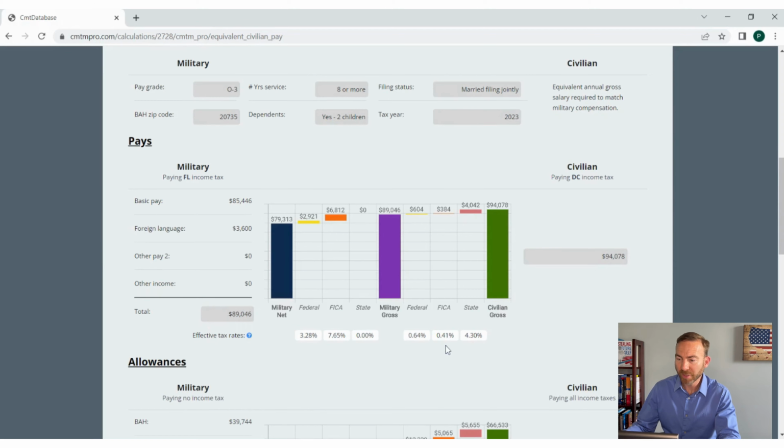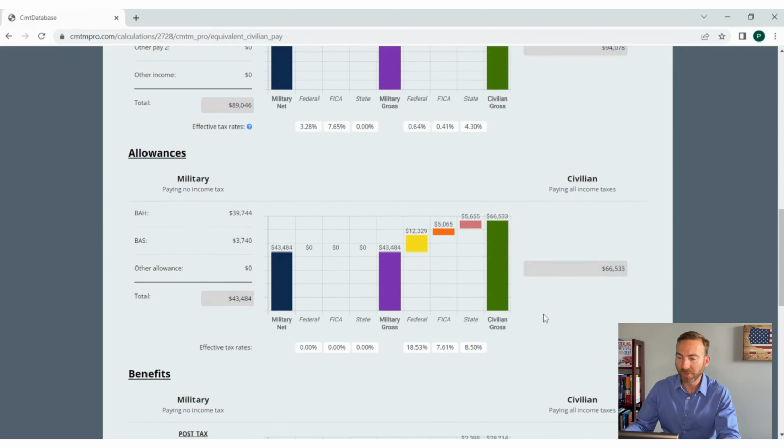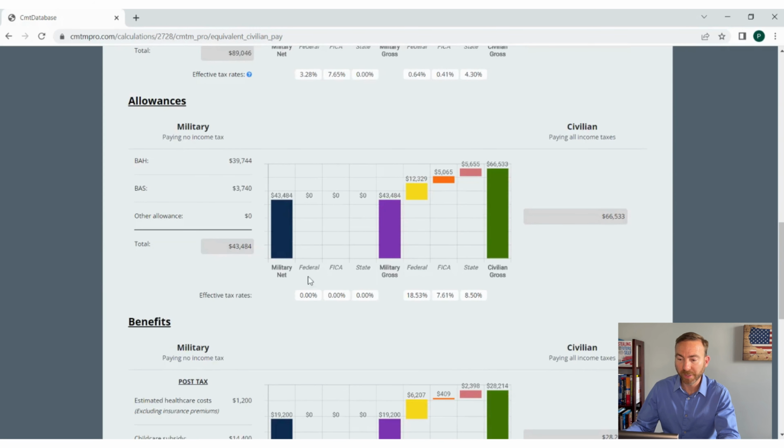Next is the allowances section. Again, it's the same thing with the simple tab. So the right half of the screen is the same as simple, but you'll notice on the left half, this drives home the point that there are no income taxes paid on allowances. So no federal, no FICA, no state. So the military gross allowances number of $43,484 is the same thing as the military net allowances of $43,484. And you can see the big tax advantage. It was over $23,000 in this case of tax savings alone. And the tax rates are 0 across the board for military gross to military net.